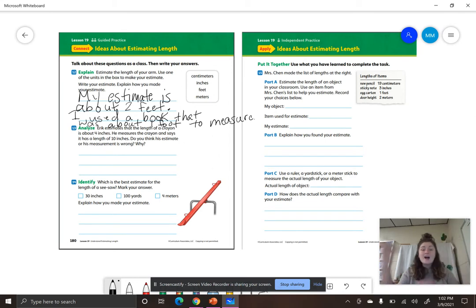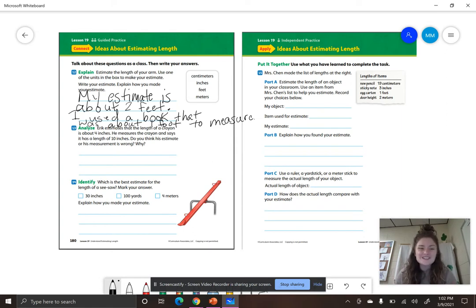Remember, our measurements are not going to be exact when we estimate. So what unit did you use? Did you estimate with centimeters? Did you estimate with inches, feet, or meters? Your answer is going to be a little different because your arm is probably a lot shorter than Miss Mason's arm. When I measured the length of my arm, I used about 2 books. You might have used fewer feet to measure your arm. Remember, we talked about units, how they vary, how they are different lengths.